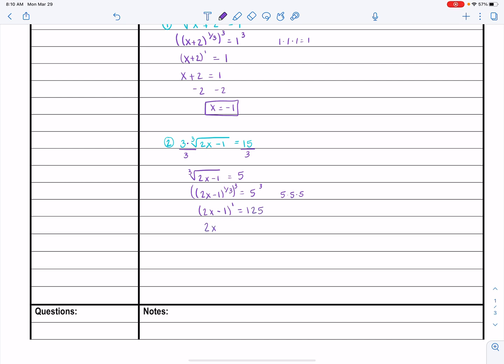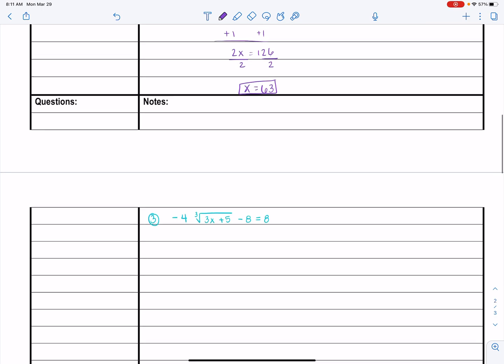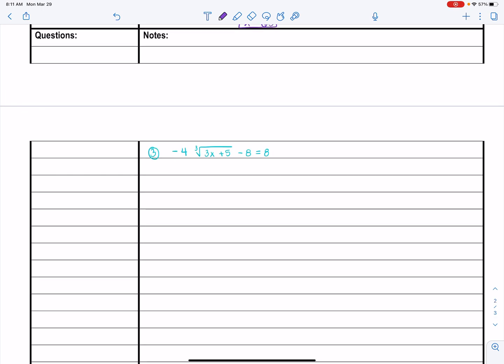So 2x minus 1 equals 125. Add 1. 2x equals 126. Divide by 2. We have x equals 63. Okay, last example. Isolate the cube root first. So we're going to add 8 to both sides from here.